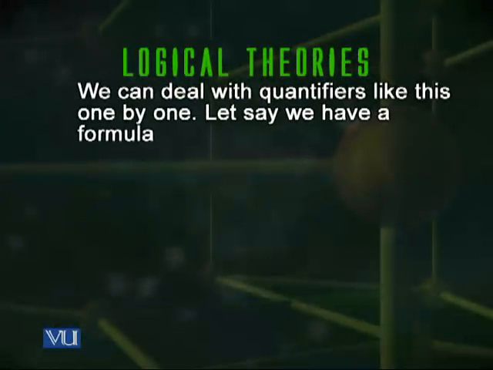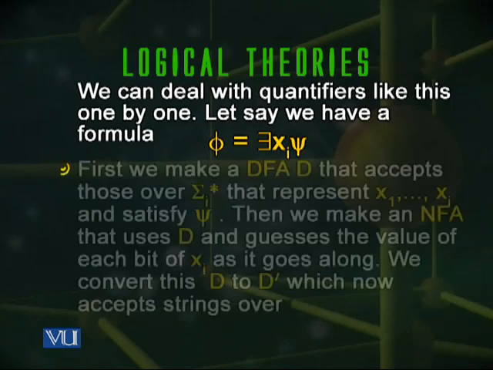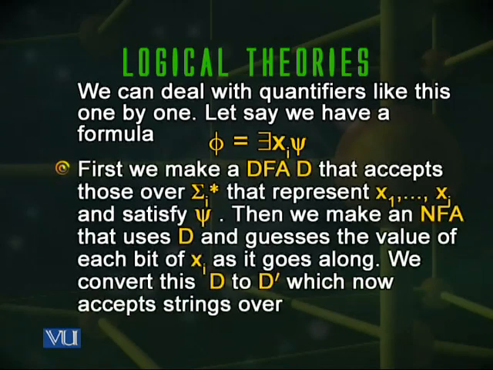We can deal with quantifiers like this one by one. Let us say that we have a formula phi which is there exists xi psi. We will first make a DFA D that accepts all those strings over sigma I star that represent x1 up to xi and satisfy psi, the inner part of this formula. Then we'll make an NFA that uses D and guesses the value of each single bit of xi as it goes along. Then we use a standard algorithm to convert this non-deterministic finite automaton N to a DFA.